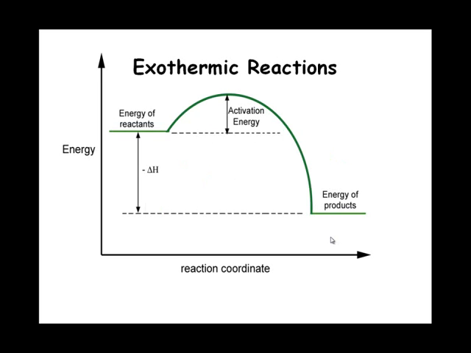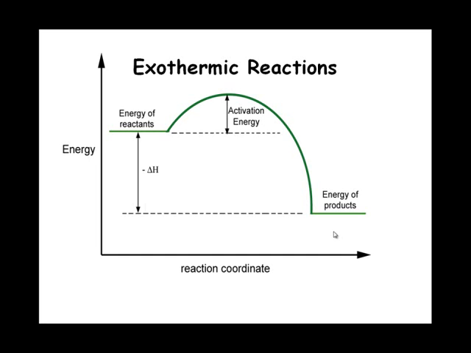An exothermic reaction, very similar in appearance. Again, energy on the y-axis, the course of the reaction over the x-axis. Notice that the energy of the reactants is higher than the products. That's because, remember, in an exothermic reaction there is a loss of energy. Notice there the activation energy again is from the energy of the reactants to the very peak of the energy. And make note of the fact that the delta H again is the difference between the energy of the reactants and the energy of the products.